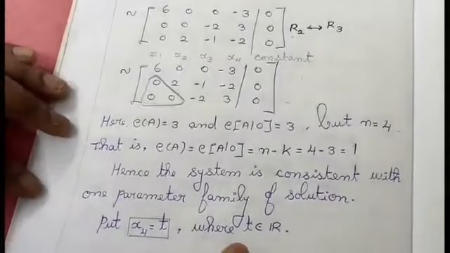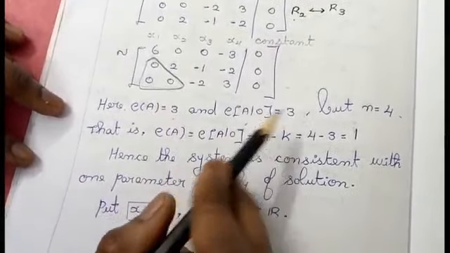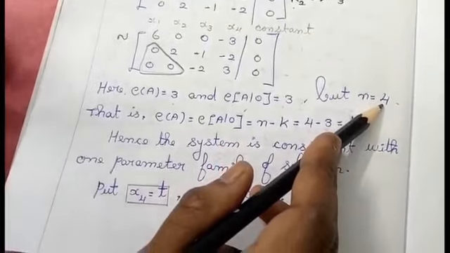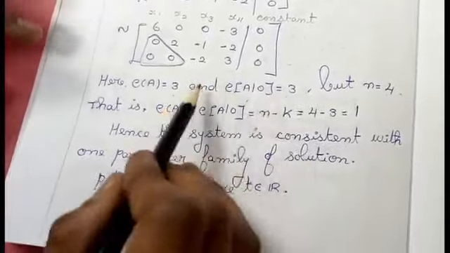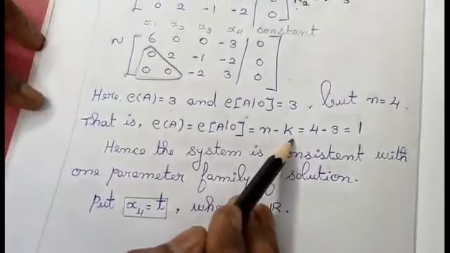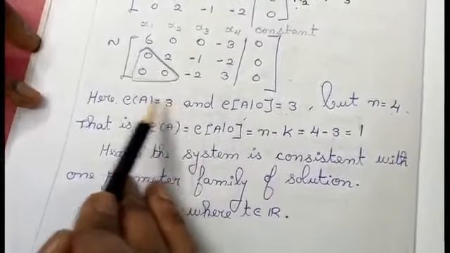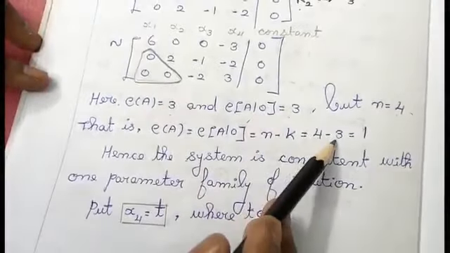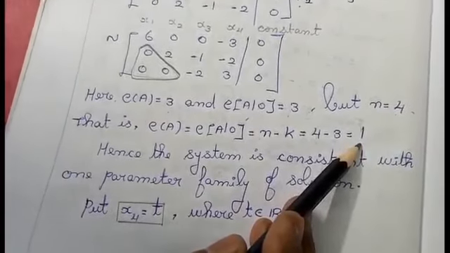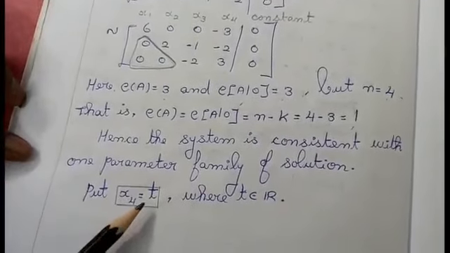Now, let us see the rank of A. The rank of A is 3. Rank of augmented matrix is also 3. But n equal to 4. We are having 4 unknown variables. That is, if I check this condition, I am going to go for the second rule. So what is the second rule? That is n minus k. N is nothing but 4. K is nothing but the rank what I am getting in A and augmented matrix. 4 minus 3, 1. What is the meaning of 1? 1 means I am going to change only one variable, that is the last one, x4. In place of x4, I am going to replace the value as t.